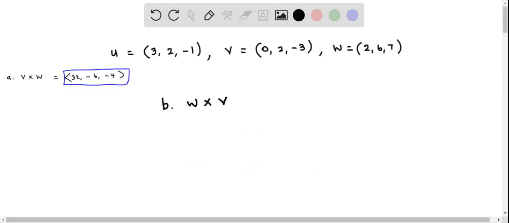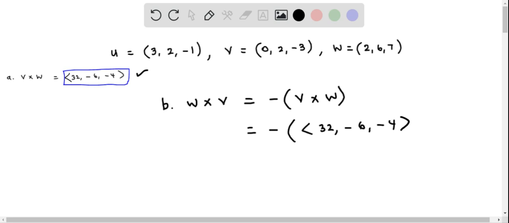In part B, we determine w cross v. According to the cross product rule, we can write this as the negative of changing the order, that is, negative of v cross w, which we have already found in part A. So this equals negative of v cross w, which is 32, negative 6, and negative 4. We multiply this negative with all the components inside the bracket. So it will be negative 32, positive 6, and positive 4. And so this is w cross v.